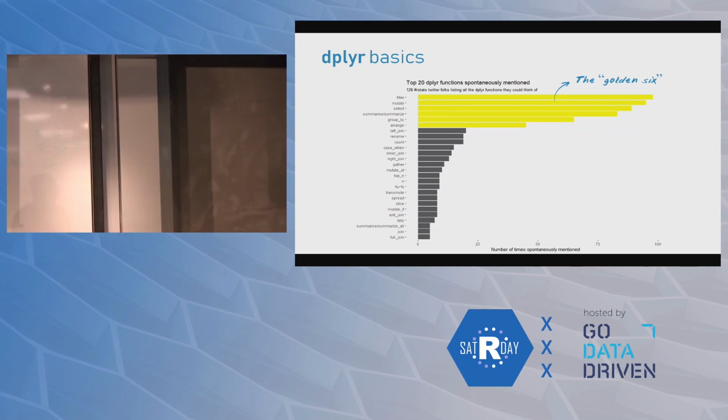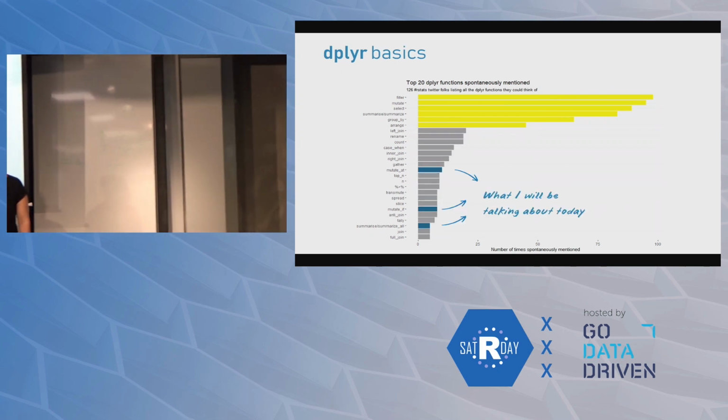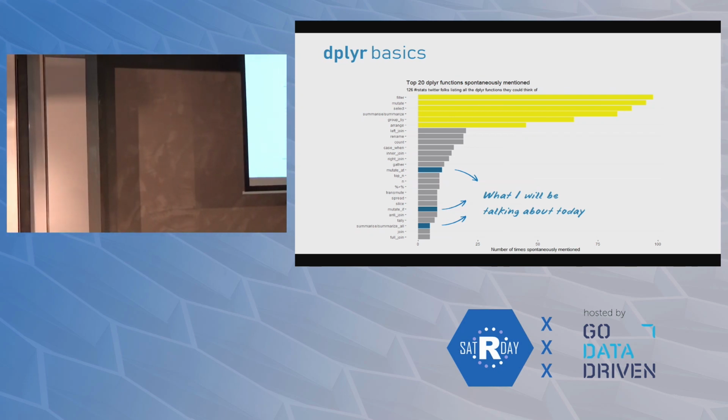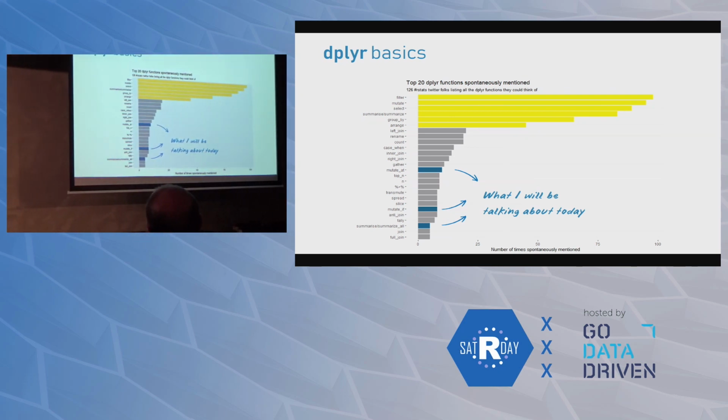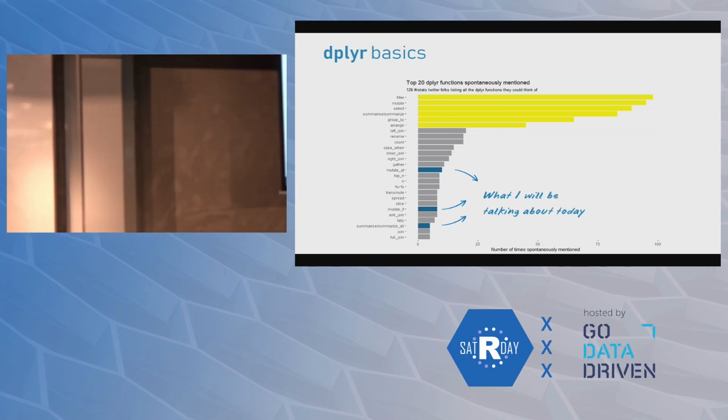I'm not going to talk about those. I'm going to talk about some of the variants that are a lot less known. Now, there are a few in here. So there are people who know about mutate_at and mutate_if and summarize_all, and they're so incredibly useful. So I'll talk an awful lot more about those functions.